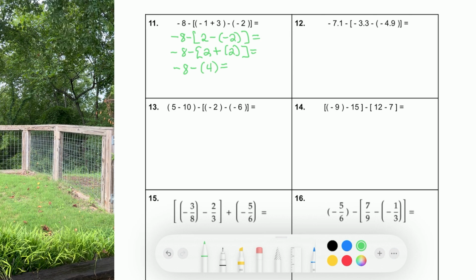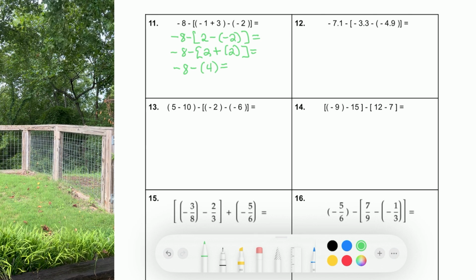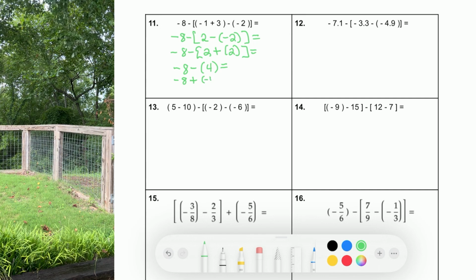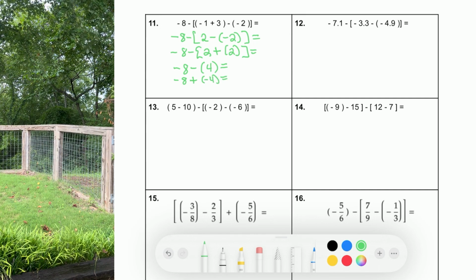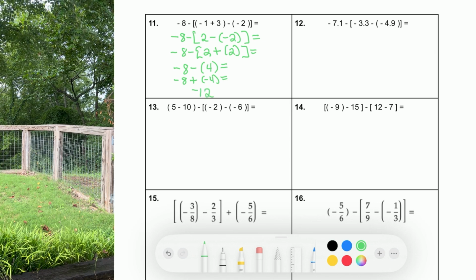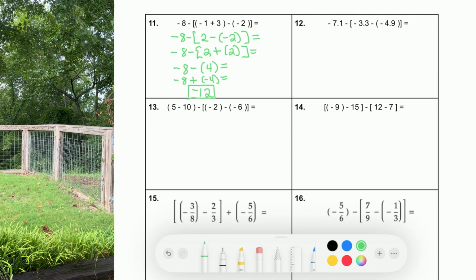But we're in another situation with a minus sign, so we need to keep it, change, change again. So I'm going to write -8 plus -4. We have two of the same sign, both have a negative sign, so we need to add them, which is 12, and keep that sign. So our answer is actually -12. All right, let's look at number 12.